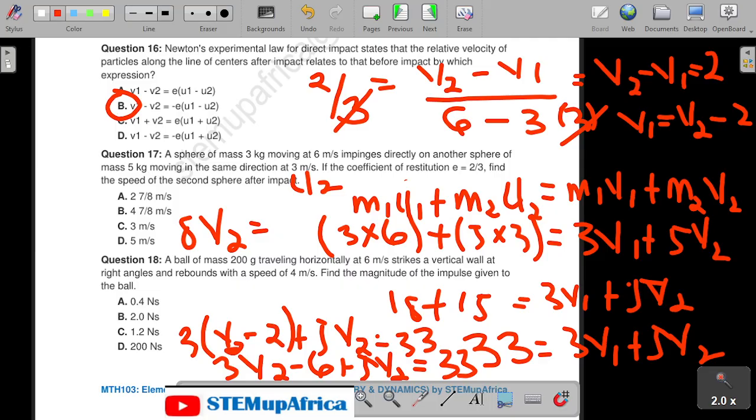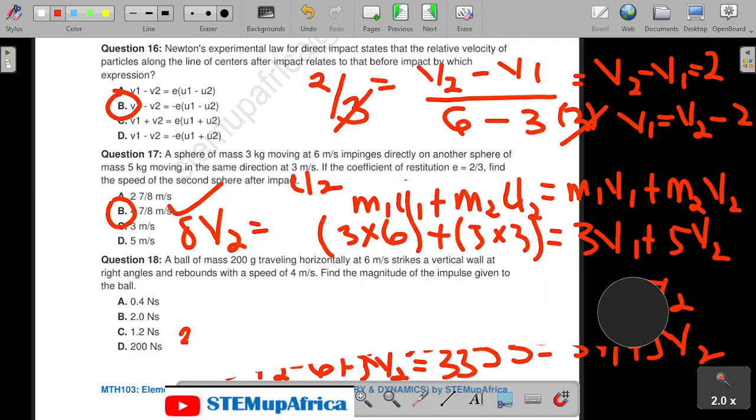39 divided by 8. So we're having 39. How many whole number will be there? This is 32, which is B. I'm sorry, it's B. So that's how to apply the concept of coefficient of restitution. Please take notes.